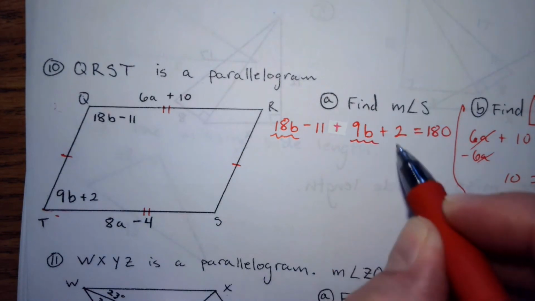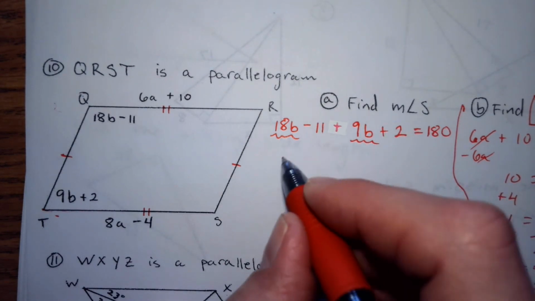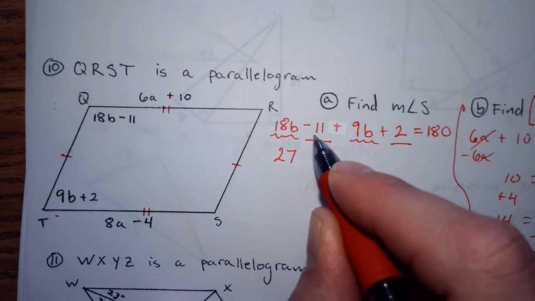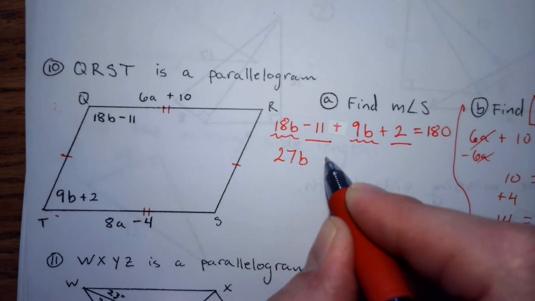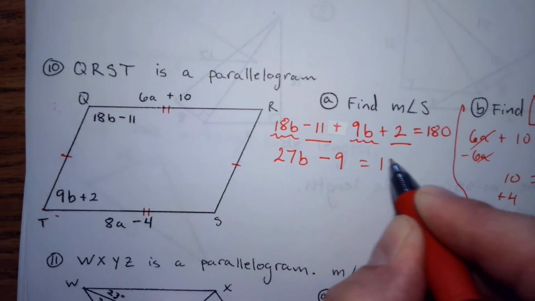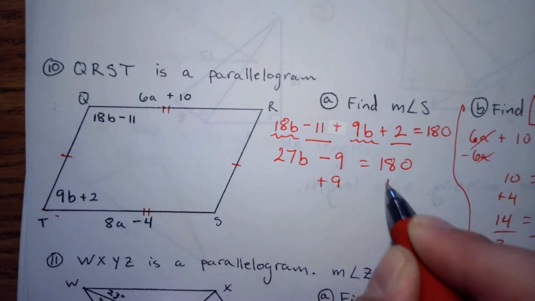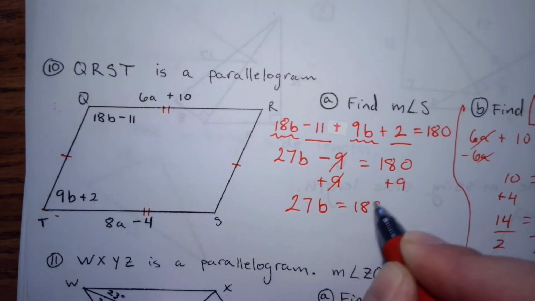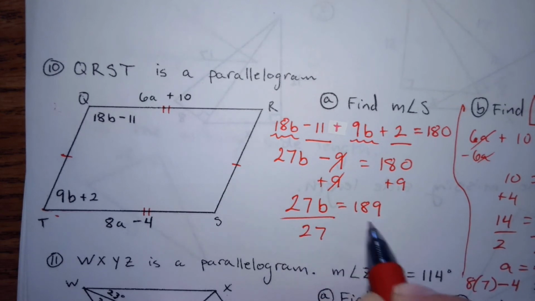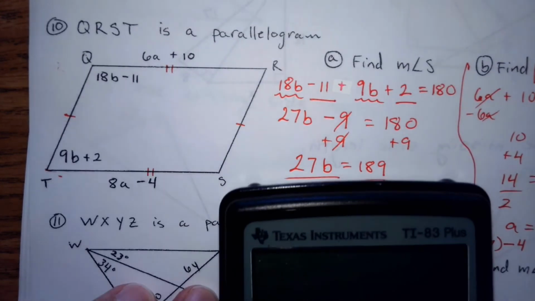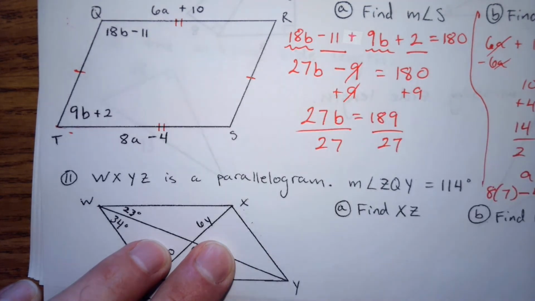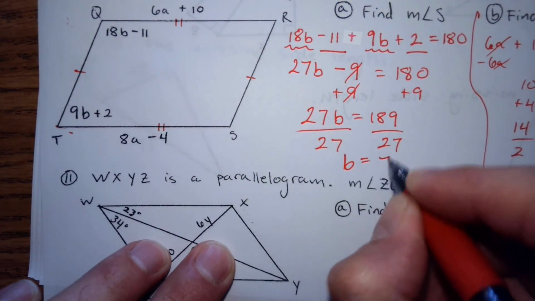And then you can combine like terms. 18 plus 9, what was that, 27? Negative 11 and positive 2, that's negative 9 equals 180. Add 9. We get 27b equals 189. Divide by 27. Divide by 27. What is that? 189 divided by 27. 7. Oh, b also equals 7.